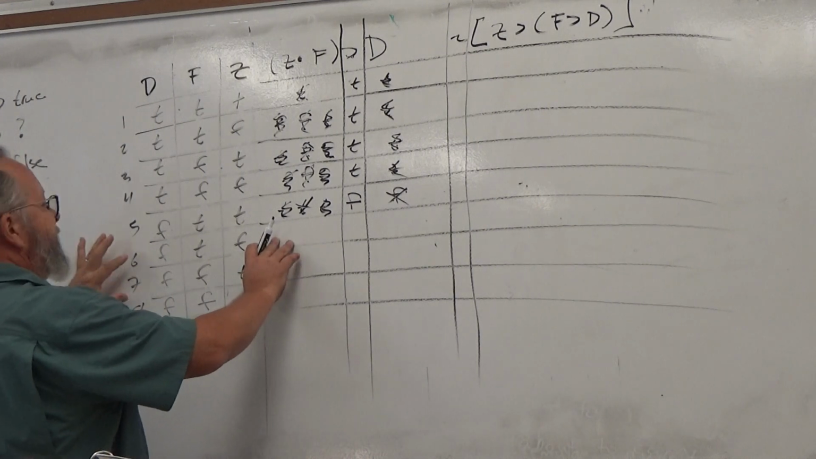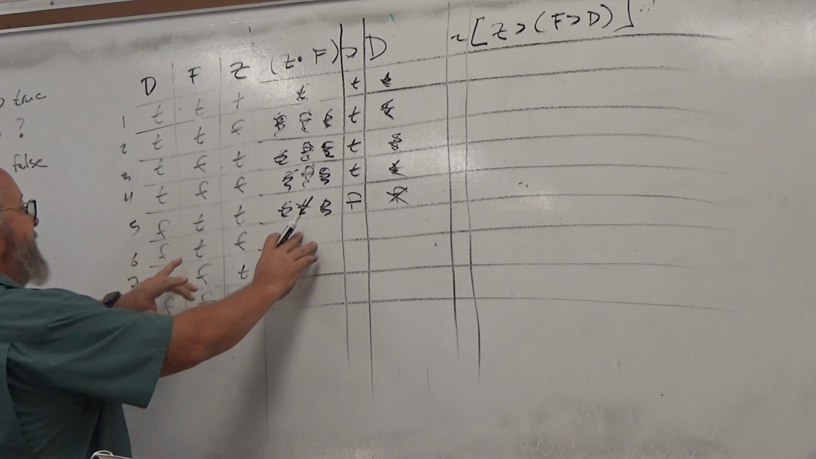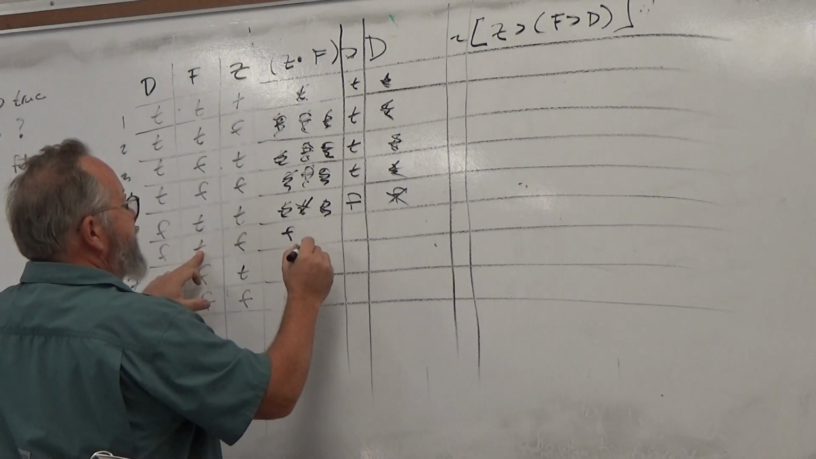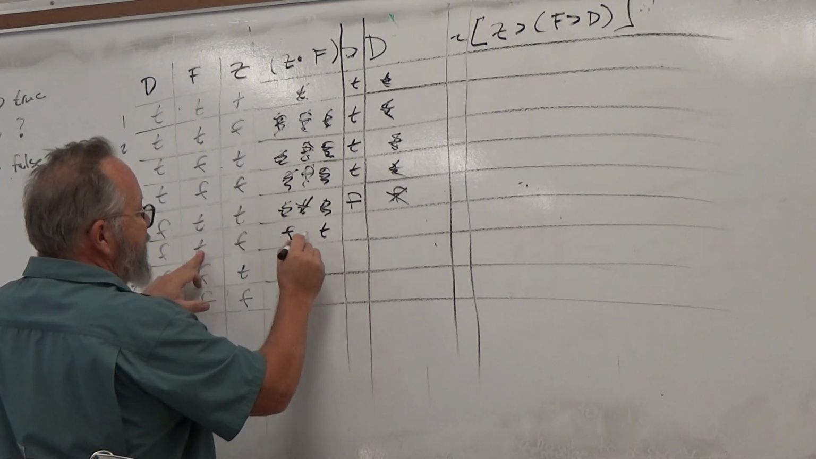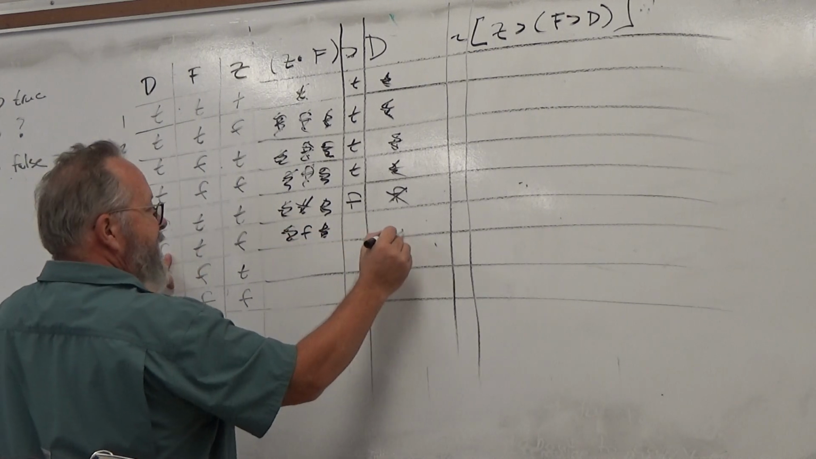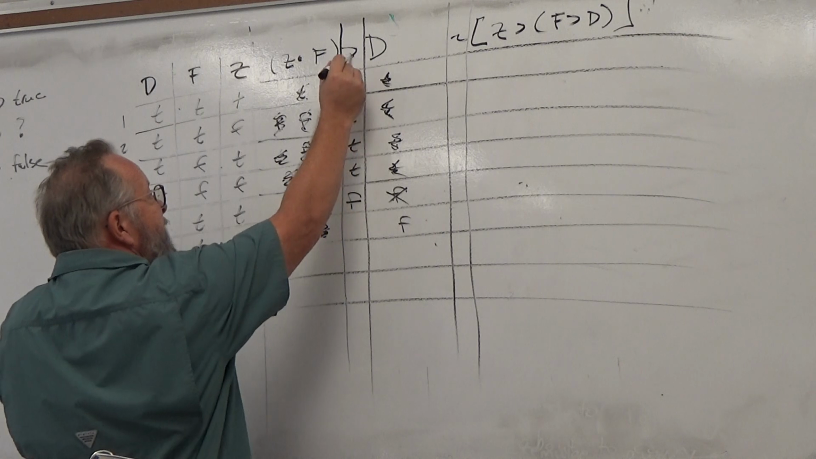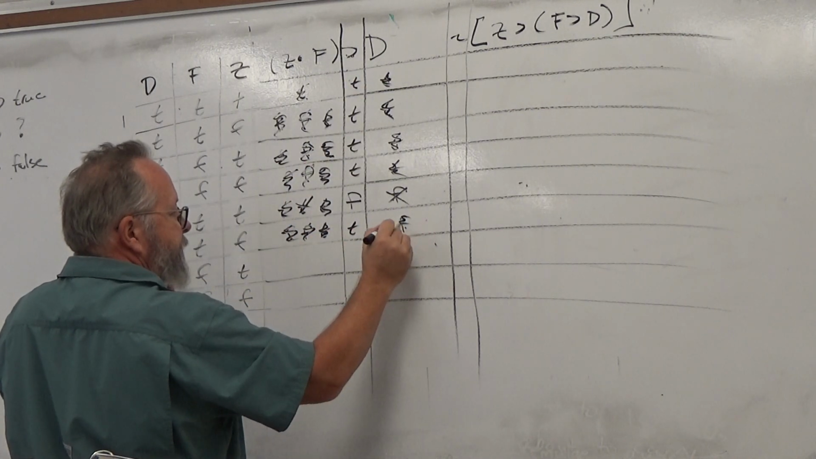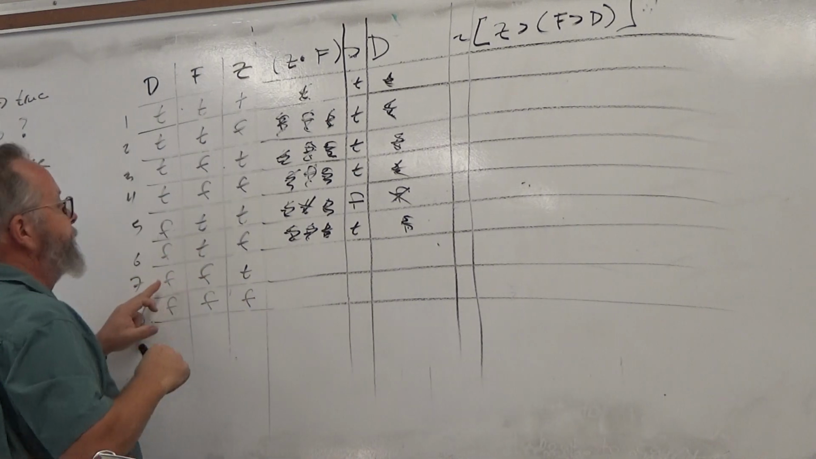Okay. Let's keep going. Z is false and F is true. False and true is false. And D on this line is false. So we have false, then false, which is true.